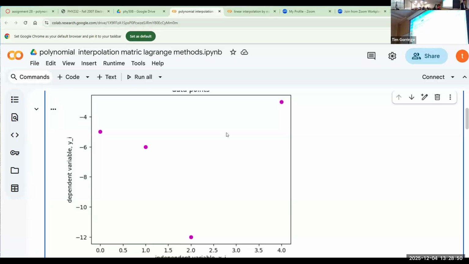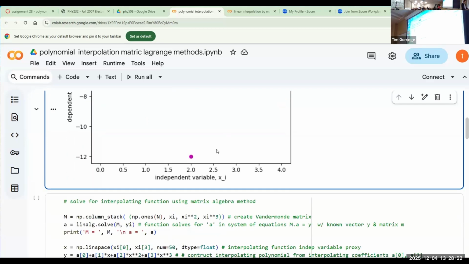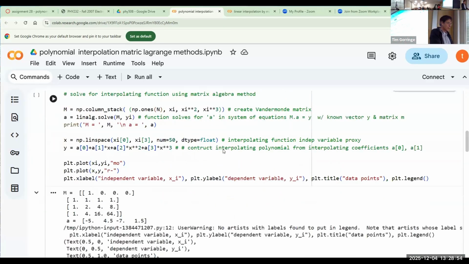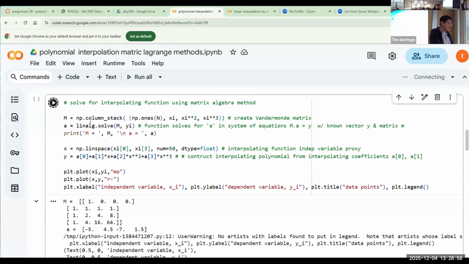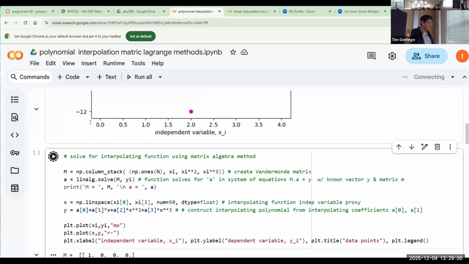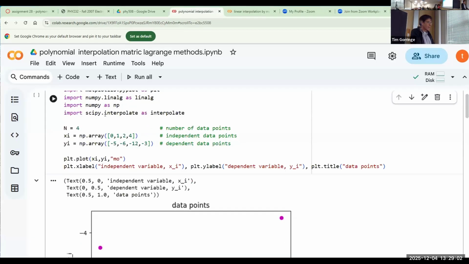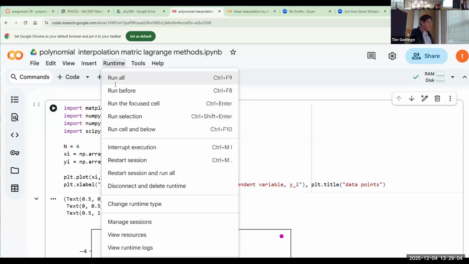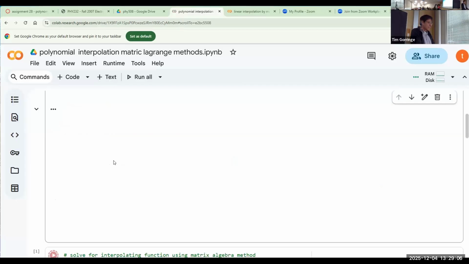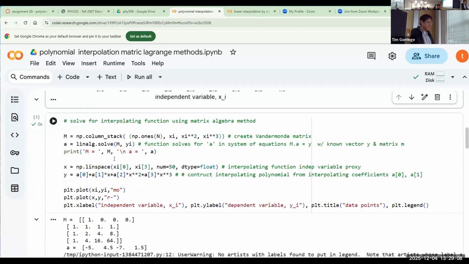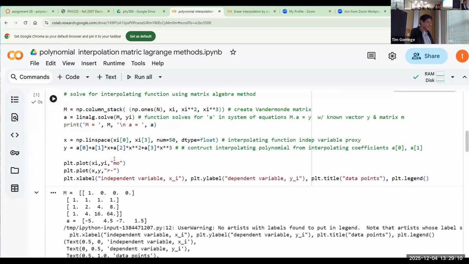What you can't guess is exactly what this polynomial looks like based on 4 data points. Here's the calculation I did. That's not good. I'm going to run the whole thing. I need the data for the matrix method.